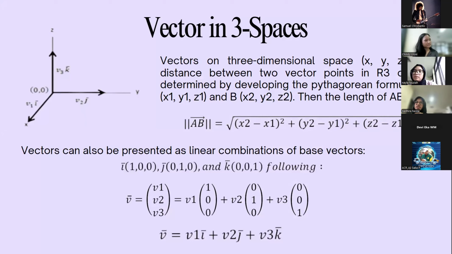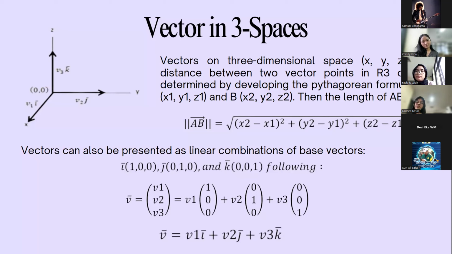The next is vectors in three spaces. Vectors in three-dimensional space are (x, y, z). The distance between two points in three spaces can be determined by developing the Pythagorean formula. If A is (x1, y1, z1) and B is (x2, y2, z2), then the length of vector AB is the square root of (x2 minus x1) squared plus (y2 minus y1) squared plus (z2 minus z1) squared.